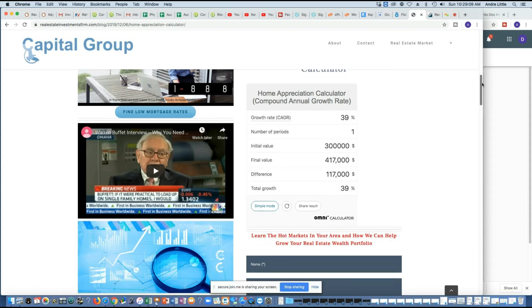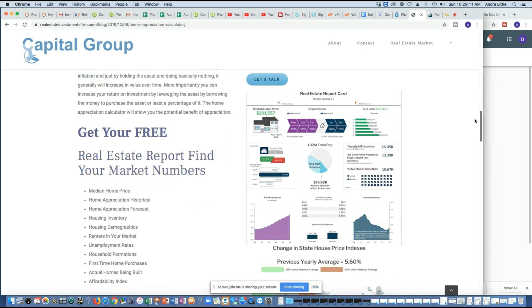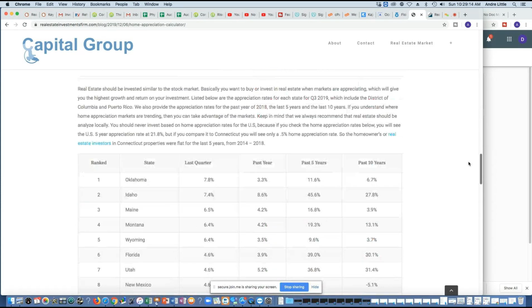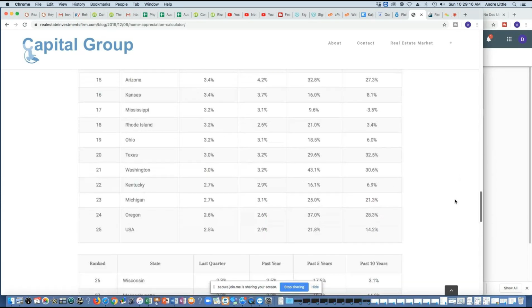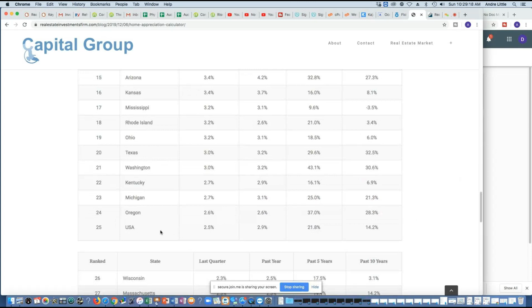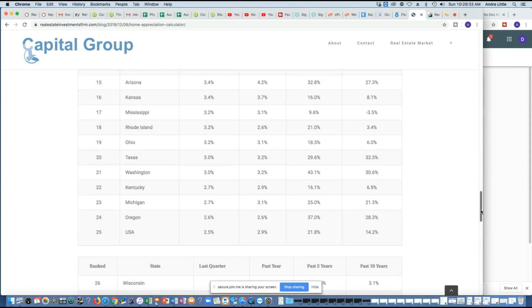Now, what I want to do is show you here, you cannot go off of what you hear on the news. The news is always going to report this data here. The USA third quarter, 2.5% real estate still growing. Last year, real estate grew just under 3%, 2.9%. Last 5 years, real estate 21.8%. In the last 10 years, 14.2% real estate.